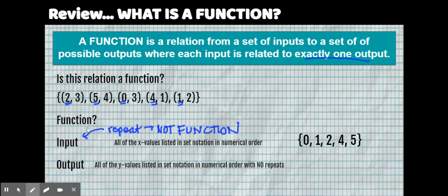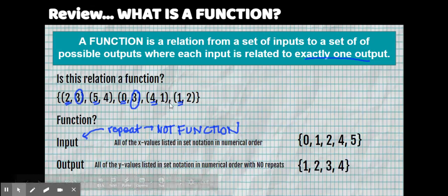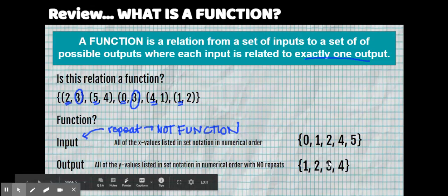But when you do your output, you can see that there are repeating values. Y values are allowed to repeat. We just don't write them when we process the output. So again, you can see that within our relation, we have repeating 3s, but when we write that list of output values, we only represent it once.